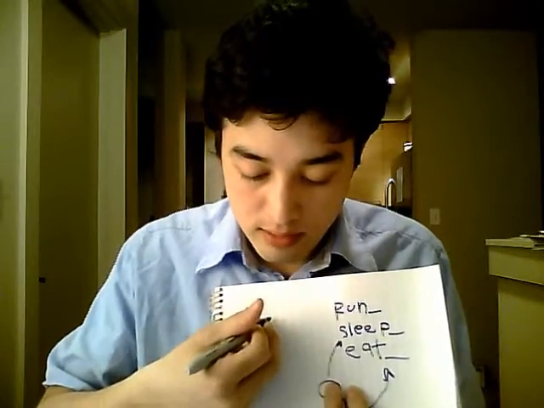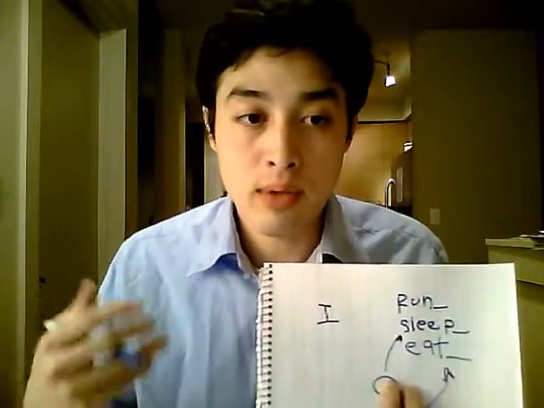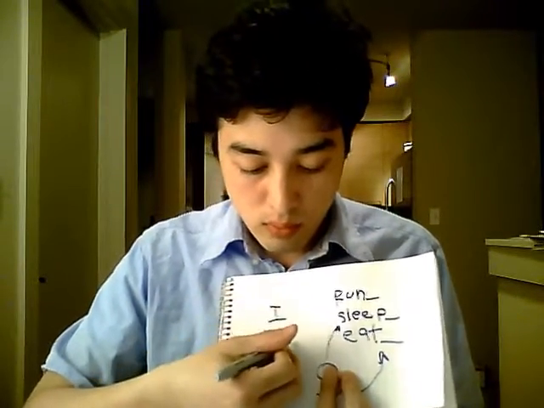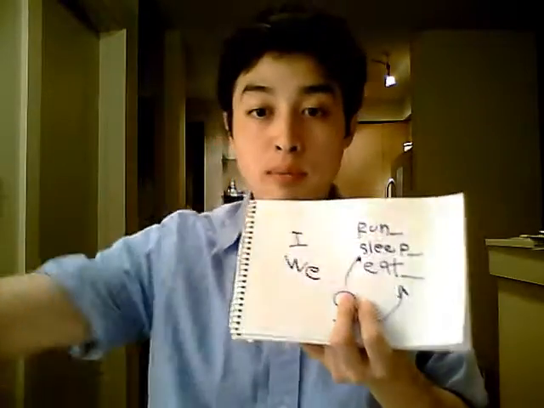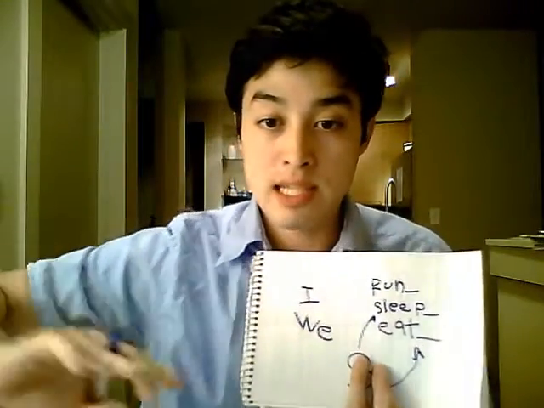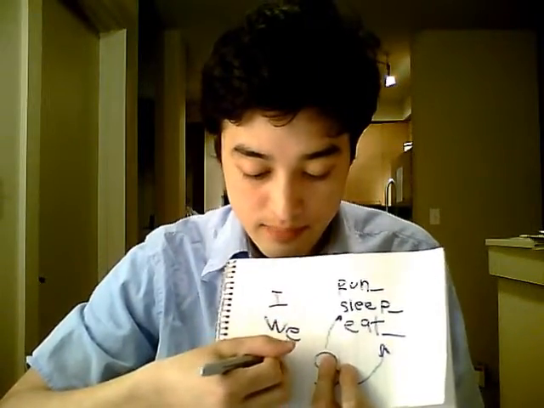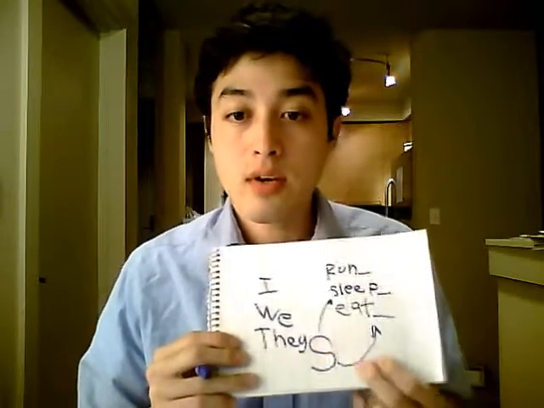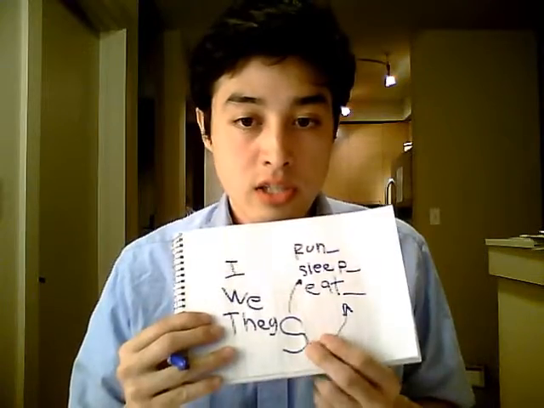You can talk about yourself, I. What about if it's you and your friend? What would you say? You would say we. What about if it's a lot of people? There's a lot of people over there. What would you say? You would say they. So here are three. Now we have two more. What are the other two?